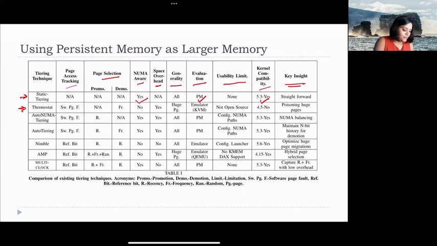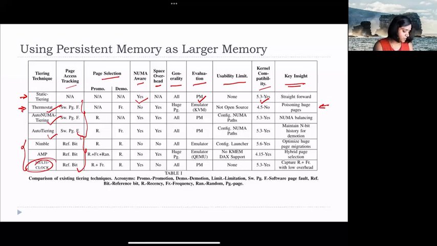Thermostat. The key insight behind the Thermostat work is poisoning huge pages to collect information from page faults. Again, you can see the comparisons across different metrics. Thermostat, AutoNUMA, and AutoTiering are the techniques that use software page faults, while Nimble, AMP, and our work, multi-clock, are more inspired by scanning the reference bit and extracting the information from that.